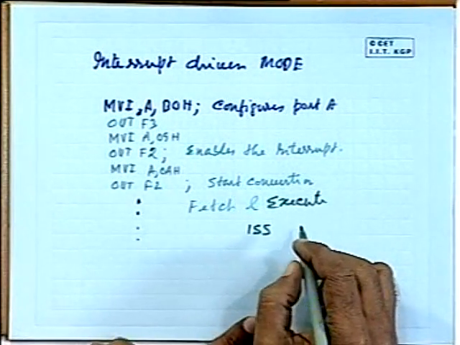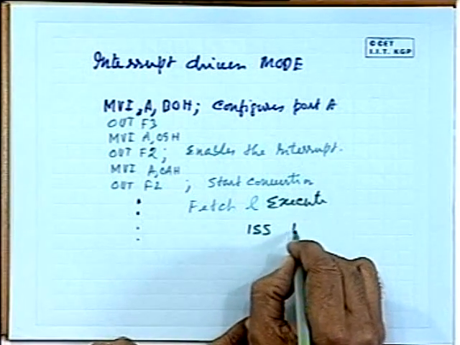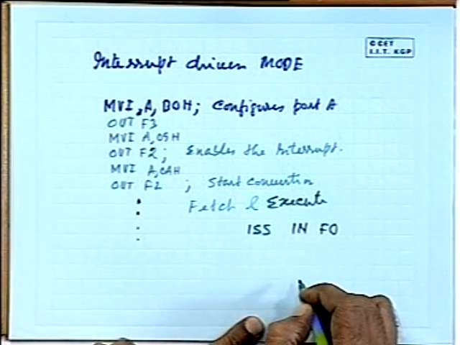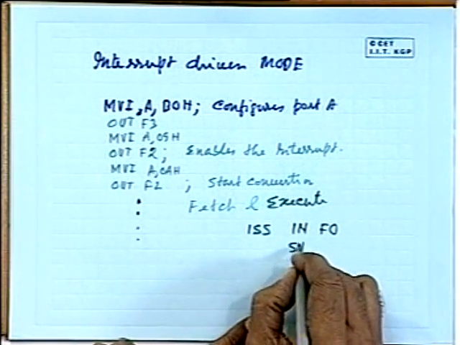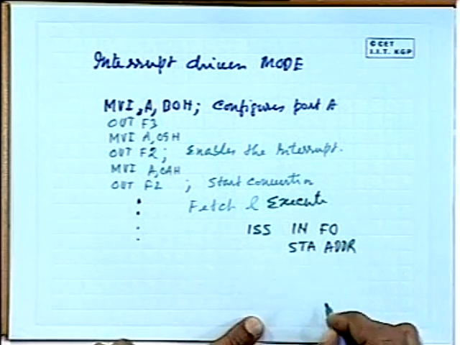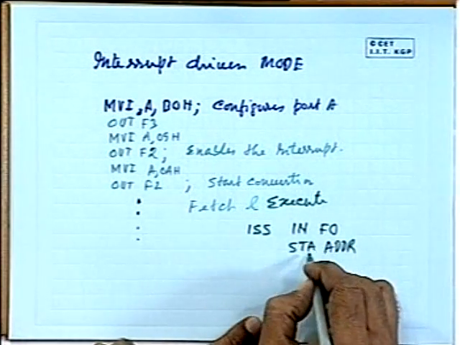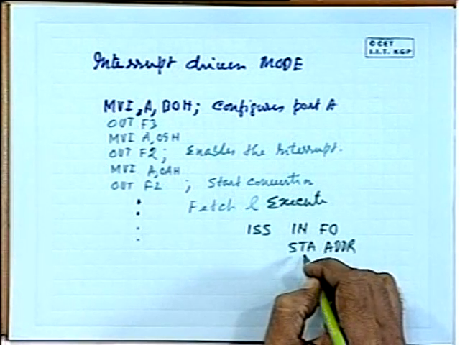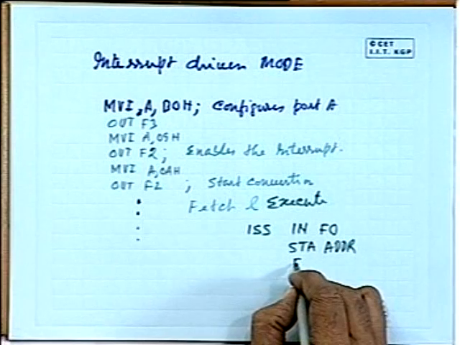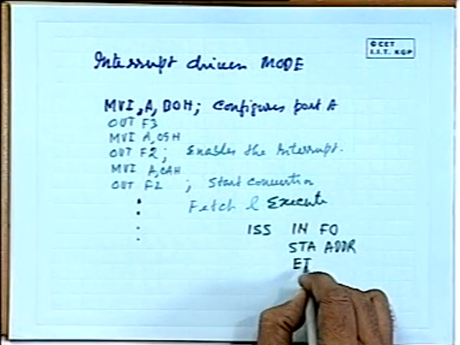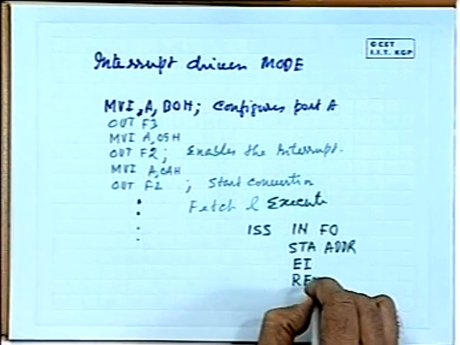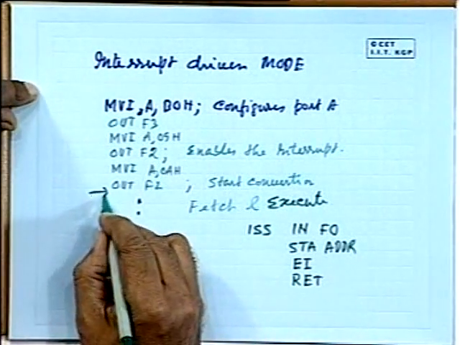And in the interrupt service subroutine, the corresponding code will read the data, IN F0. Then it has to store the data into the memory, some address. Then, as you know, whenever an interrupt comes, it gets disabled. So it has to execute another instruction to enable the interrupt before it returns. Then it will execute the return instruction and go back to this point.